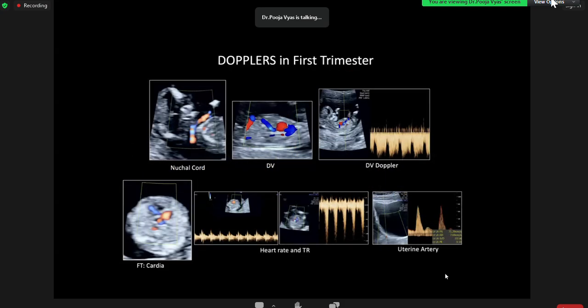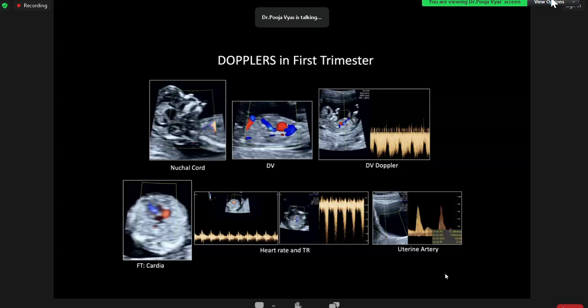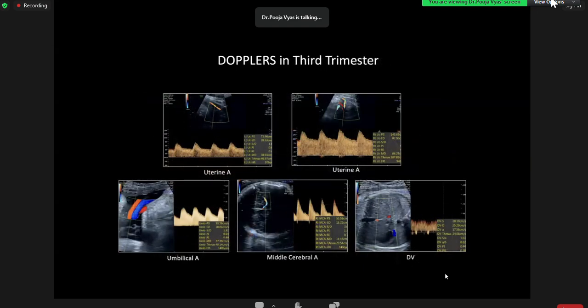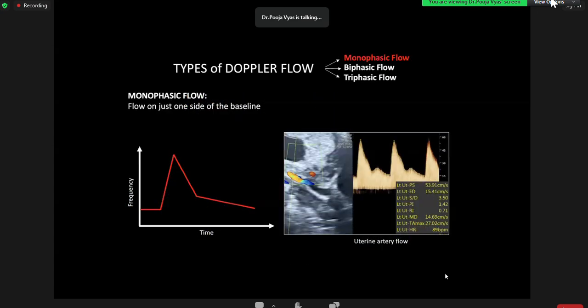Now, Dopplers in first trimester, we use it to see the nuchal cord, to see the ductus venosus. We do the DV Doppler. We look for the four chambers of the heart. We look for the heart rate, tricuspid regurgitation, and the most important, uterine artery. Dopplers in the second trimester, where we check the uterine artery, umbilical artery, MCA, DV, as well as flows in the heart. Dopplers in the third trimester, where we document both the uterine arteries, umbilical artery, MCA, as well as the DV.